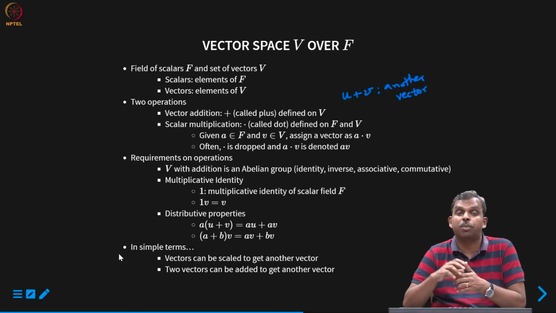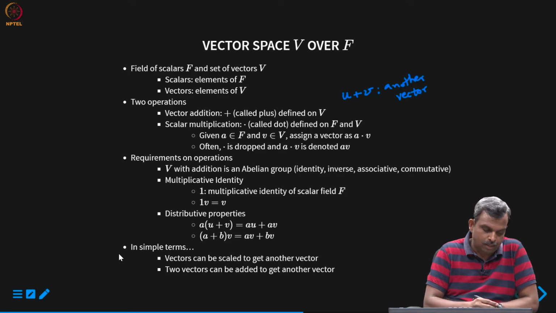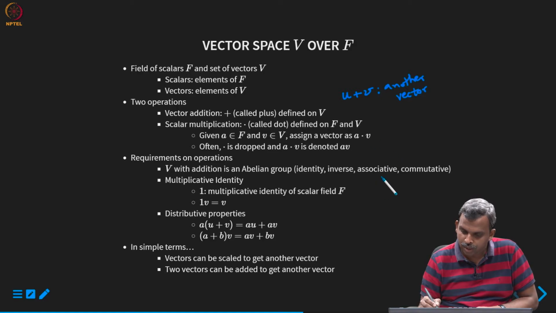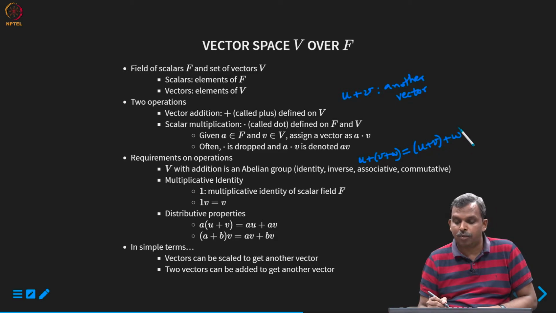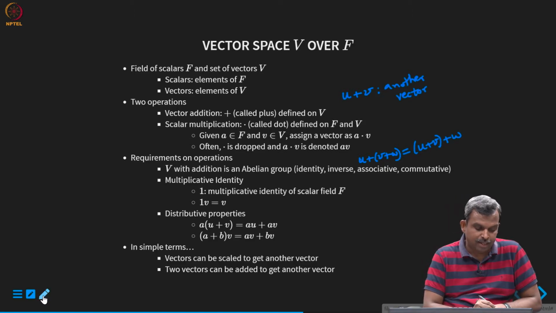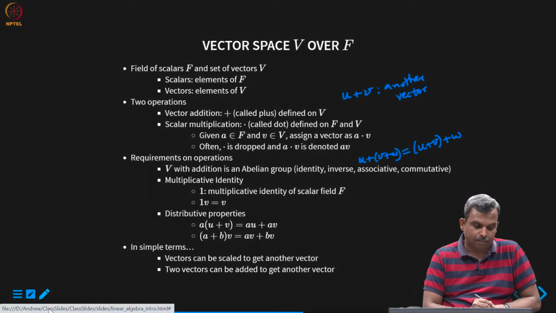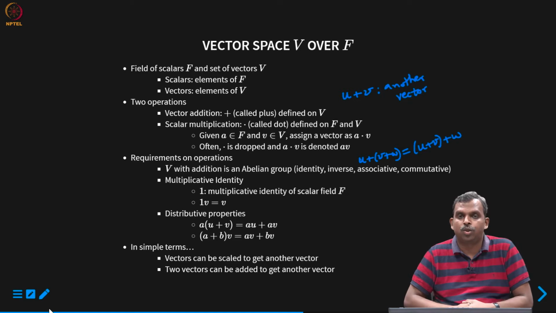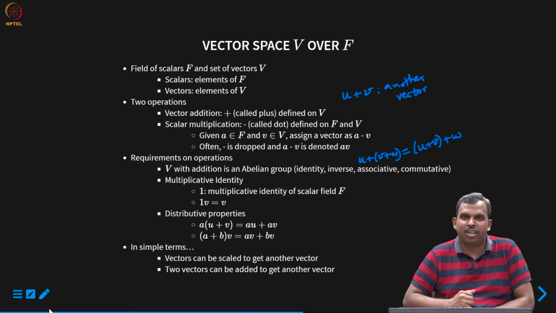And on top of that, the addition should be associative. What is associative? Associative is u plus v plus w is the same as u plus v plus w, with the brackets grouped differently. So if you add three things, it doesn't matter in which order you add them. You can add the first two and then the third, or the second two and then the first, you should get the same answer. Commutative we defined already, u plus v should be v plus u. So these are the properties of addition.